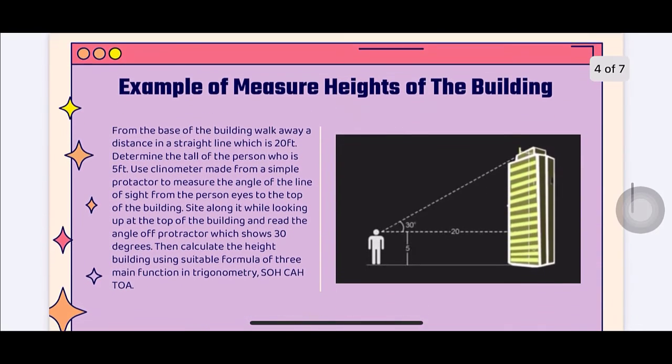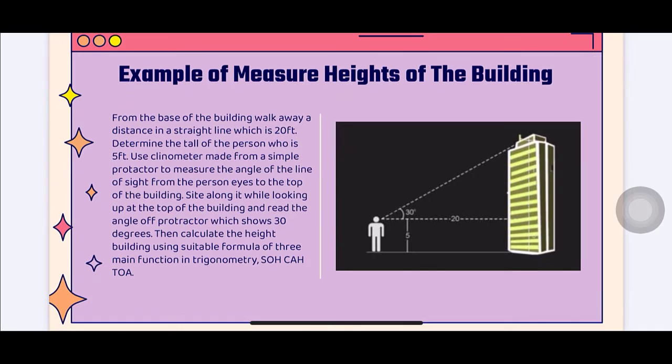Hi, I'm Janatul. I'm going to explain an example of how trigonometry works to measure the height of a building. Look at the infographic. There is a person standing away from the building, 50 feet away, which acts as the adjacent. Determine the height of the person, let's say 5 feet. Use a clinometer made from a simple protractor to measure the angle. From the person's eye to the top of the building, the angle shows 30 degrees. This is the angle of elevation.